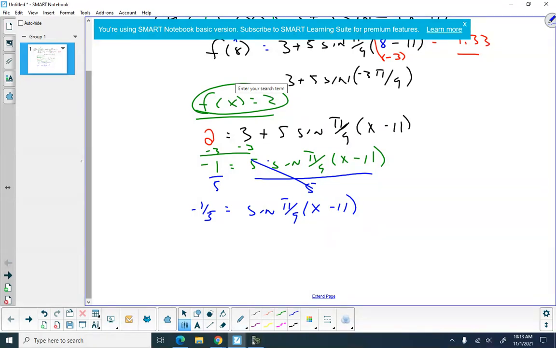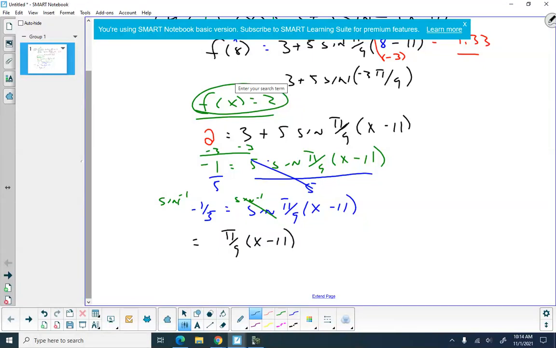Your next step is to get rid of your trig function. Well, we have a sine there. What do we do to both sides to get rid of sine? Nolan? Inverse sine. Okay, so we're going to take our inverse sine. So now you can quantify that negative 1/5. So we have inverse sine of negative 1/5 is equal to finger space pi over 9. Once again, get your finger space in there.